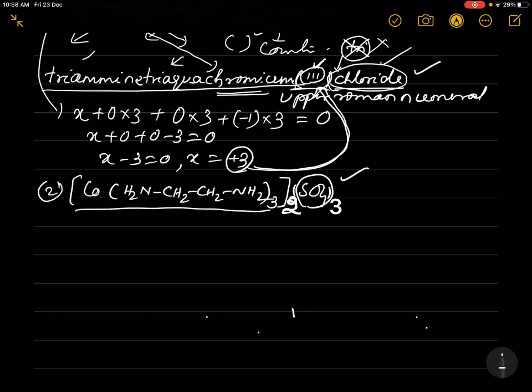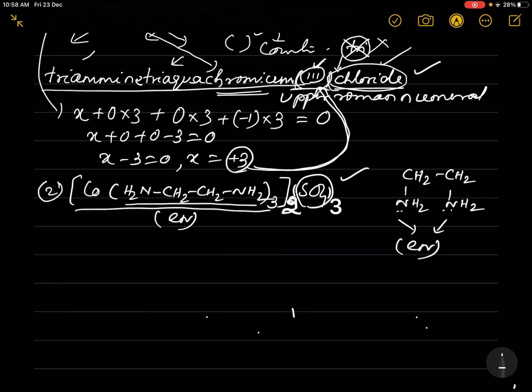The cation part is a complex one, and here H2N CH2 CH2 NH2 is en, ethane-1,2-diamine, you know, CH2 CH2 and 2 NH2 bonded to this CH2 CH2 group. So it is a bidentate ligand, and it is also written as en, and it is kept in bracket, you see. Then this is the central atom.